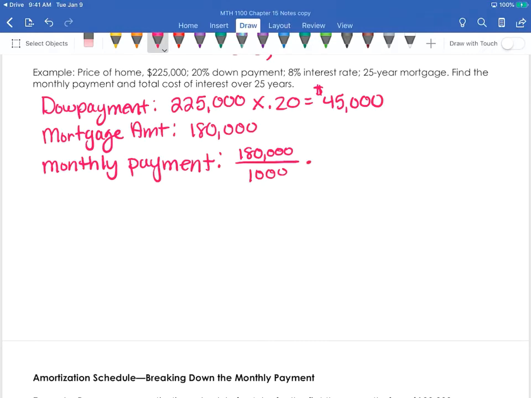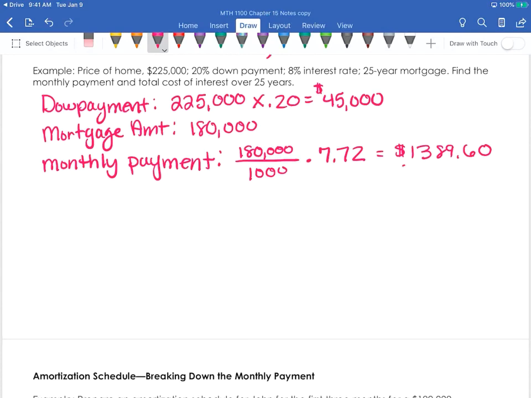So when we look at the table on page 45, it says this is a 25-year mortgage. So along the side on the left, we're going to look at 25 years, and we're going to come across and find the column that says 8% interest. When you do that, you're going to find that the value is 7.72. So for every $1,000 of the amount that I'm borrowing, I have to pay $7.72 to the bank. When I multiply this out, I'm going to get a monthly payment of $1,389.60. So this is the monthly payment.